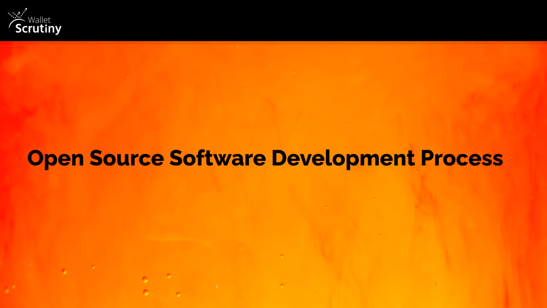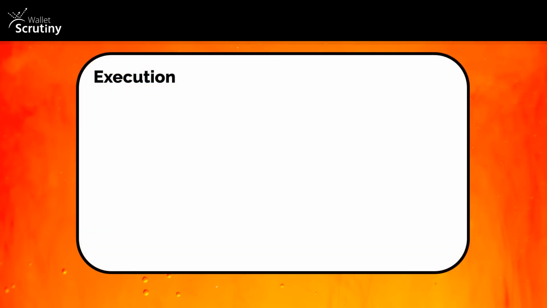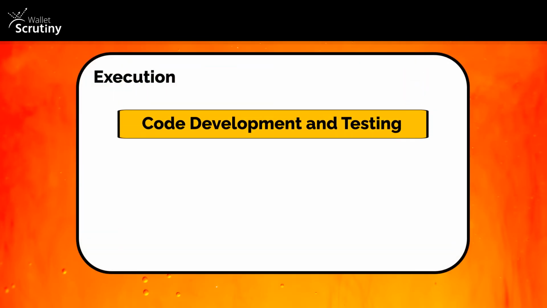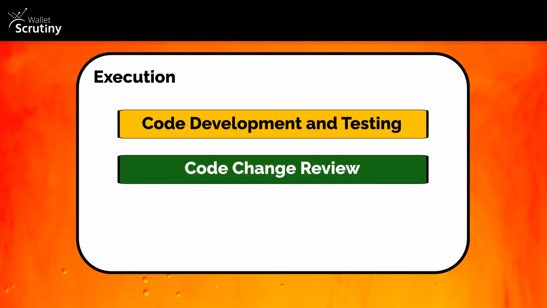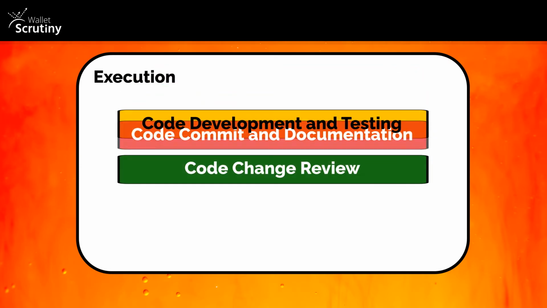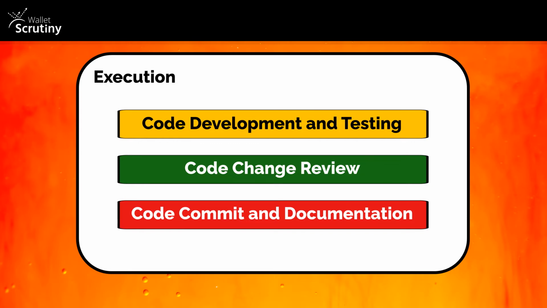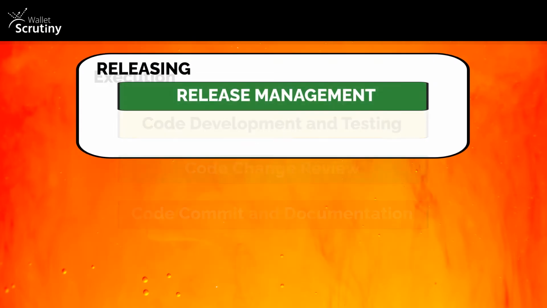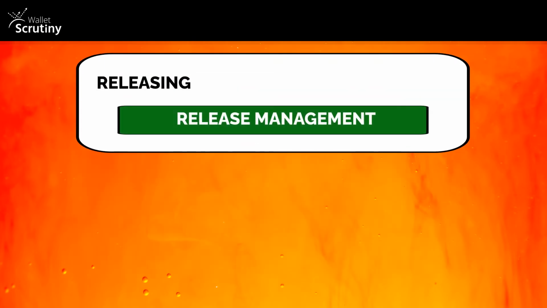Skipping some parts, we'll touch more on execution, which consists of: 1. Code development and testing. 2. Code change review. 3. Code commit and documentation. In the releasing section, we have release management. Basically, this has to do with releasing the code for other stakeholders to scrutinize.